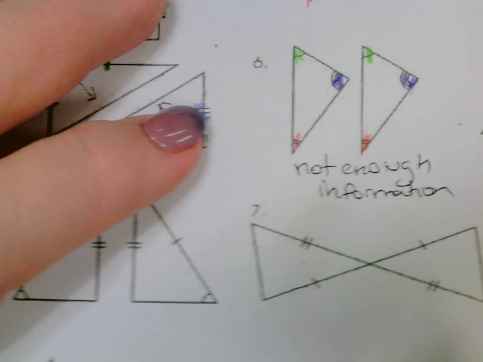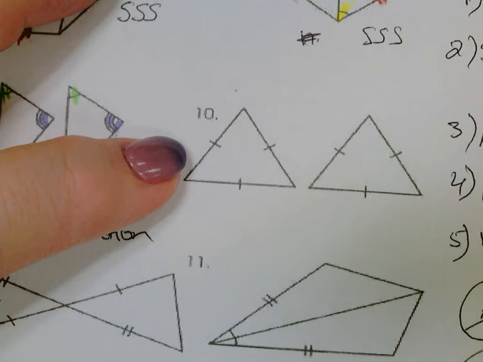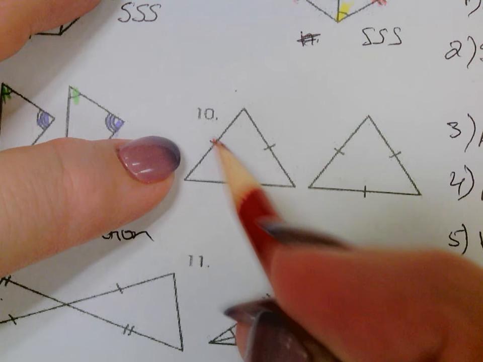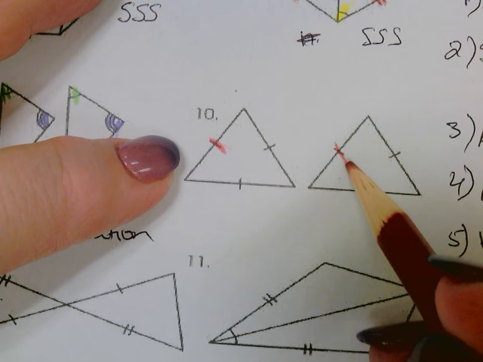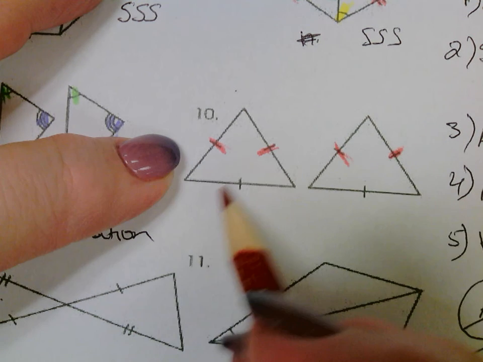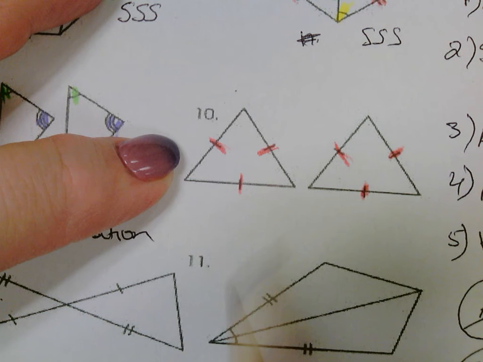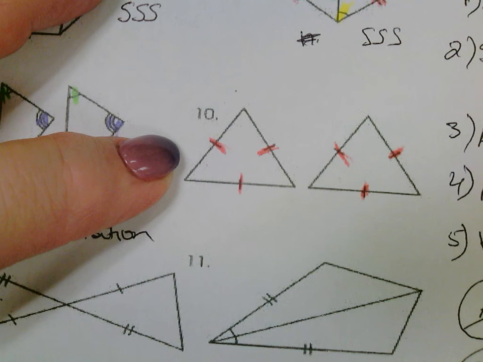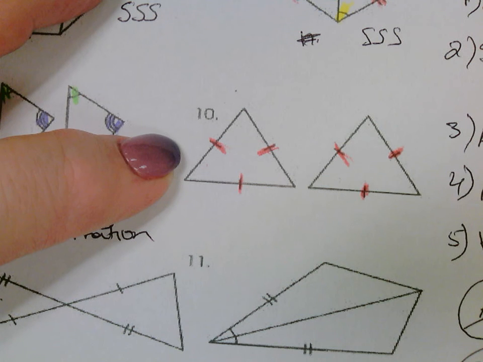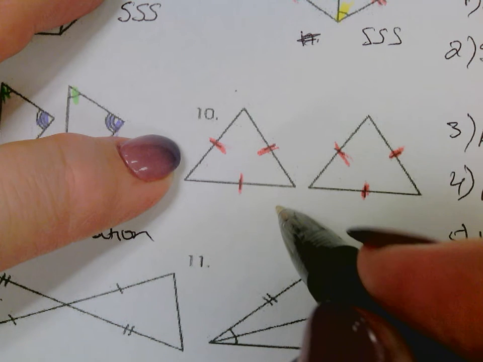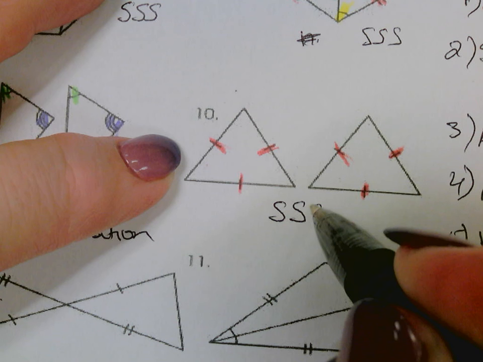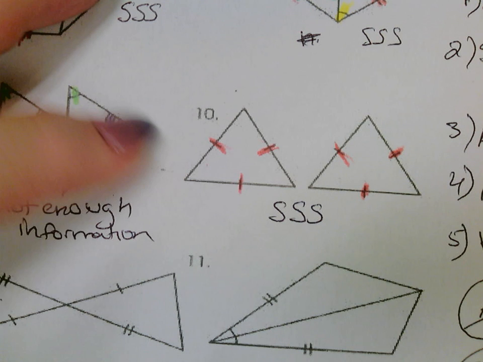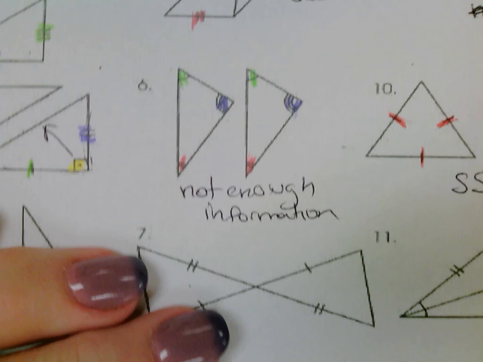Number 10, this is congruent to this. Also, this is congruent to this, and this is congruent to this. Those single markings mean that each of the sides are congruent to each other, but they also have corresponding parts. They're all corresponding, and they are 2 congruent triangles by side, side, side. This ends part 1 of congruent triangles.